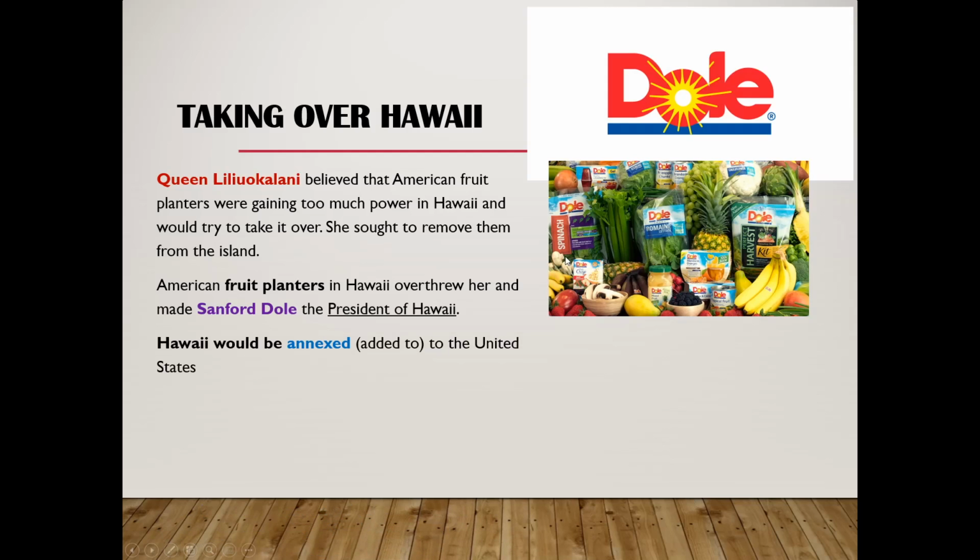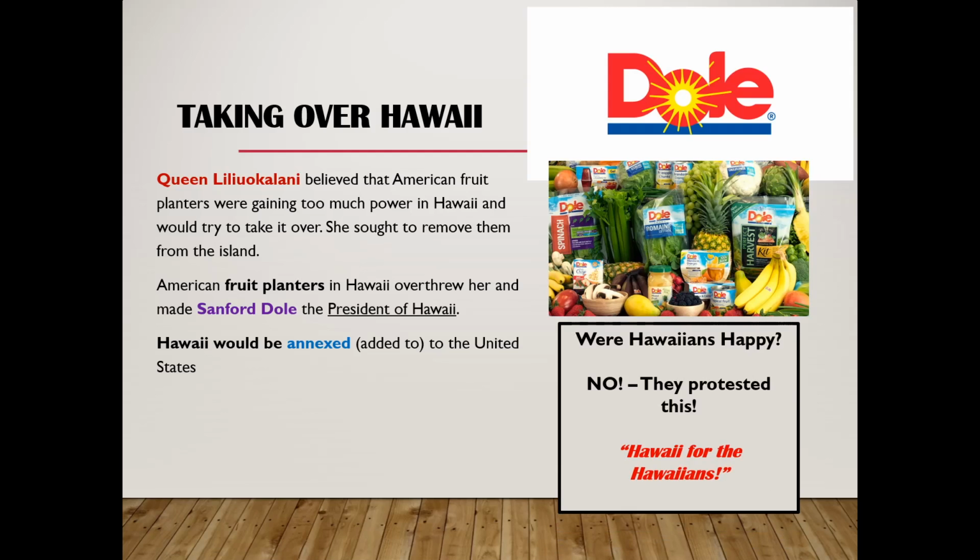So the United States would want to annex, or add, Hawaii to the United States, and eventually they would let them. But were Hawaiians happy about this? No. They were very upset that Queen Lil was taken out of power. They did not want the Americans in charge. But the Americans are practicing imperialism. They're dominating. They don't care. They're taking over anyway. So in 1898, Hawaii is annexed to the United States, and it becomes our 50th state. And Dole becomes the governor now instead of the president of Hawaii.